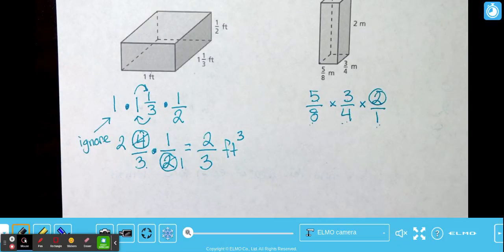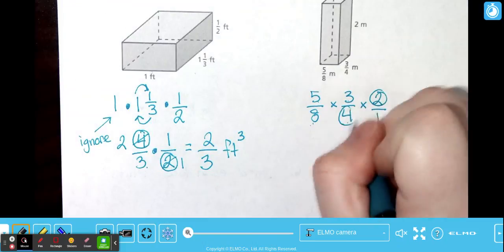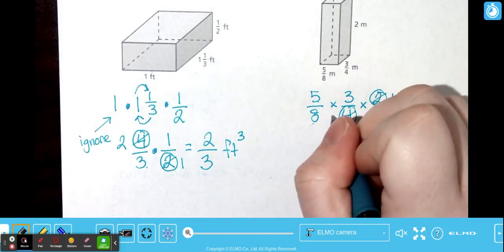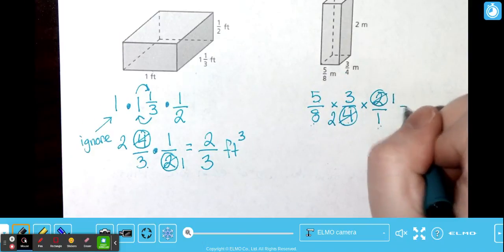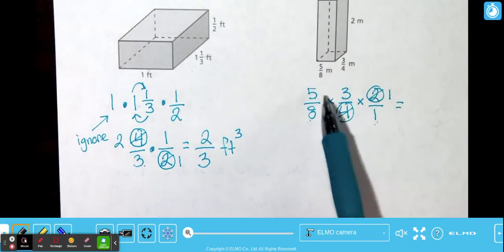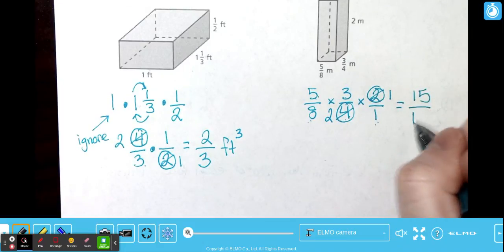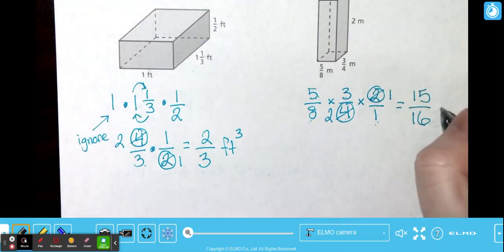What do you guys want? 4? Okay. All right, what do we divide these both by? 2. Okay, and we get 1 and 2. All right, now we should be able to multiply across. What is 5 times 3? Okay, what is 8 times 2? Meters cubed.